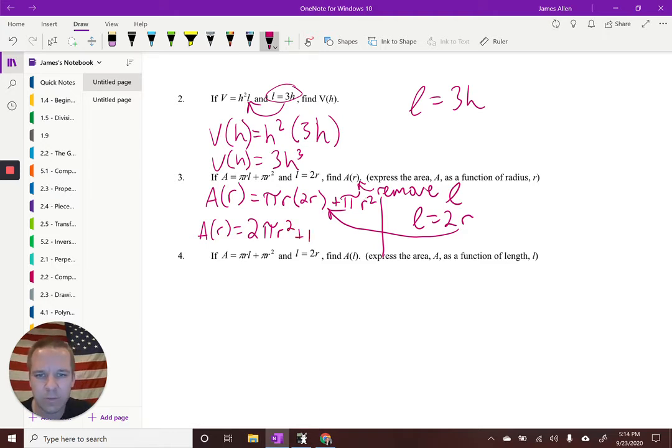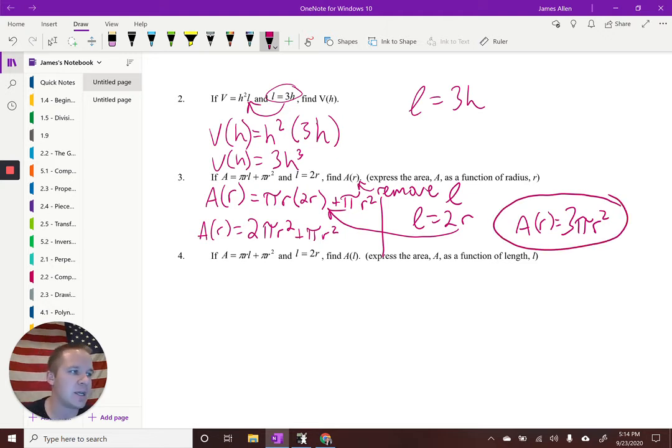And then plus pi r squared. And I wish I gave myself a little bit more room, so I'm going to put my final answer over here. A of r is equal to, well, all those together, those are like terms, aren't they? 3 pi r squared. And there's my final answer. I like it. Wonderful. Fantastic. Good stuff.